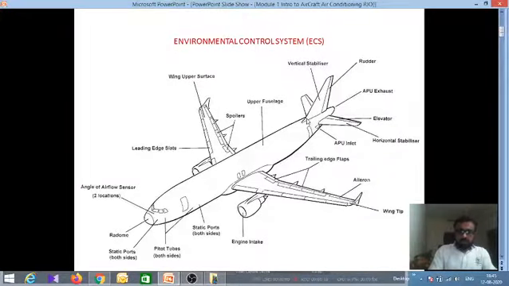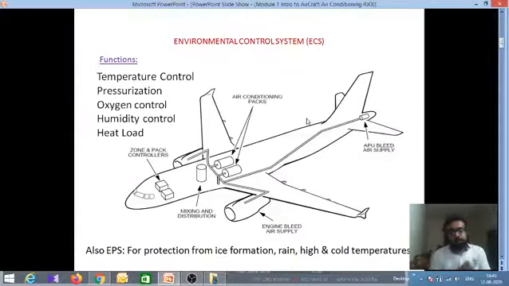Okay. Now, unlike a normal air conditioning system, there are other functions this particular air conditioning system has to do in an aircraft. It is not only the temperature controller, which is a general function, but it has to do the pressurization inside the cabin. It needs to control the oxygen. It needs to control the humidity. Also, it needs to take care of the heat load.